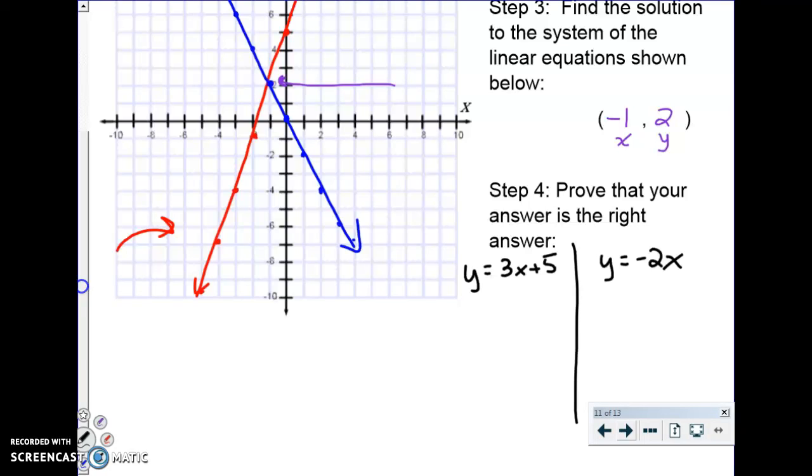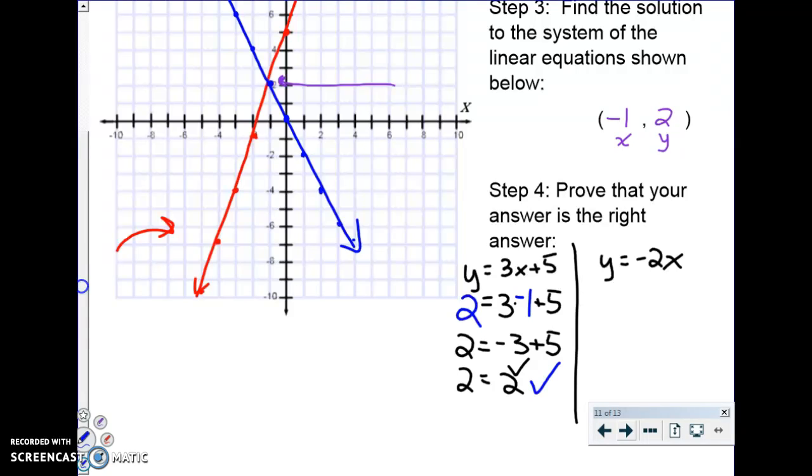So my first one looks like this. 2 goes in for y, and in for x is negative 1. And so that means 2 equals negative 3 plus 5. And I know negative 3 plus 5 is going to be a positive number because 5 is bigger, and it's 2. So I can say that this point works for that equation.